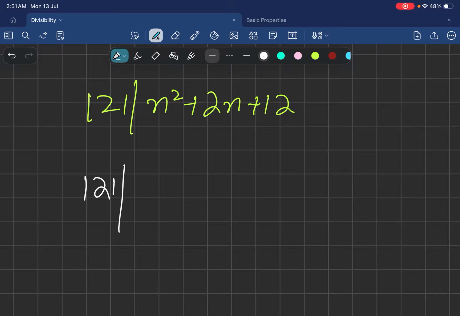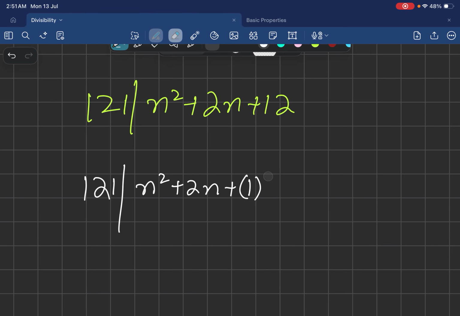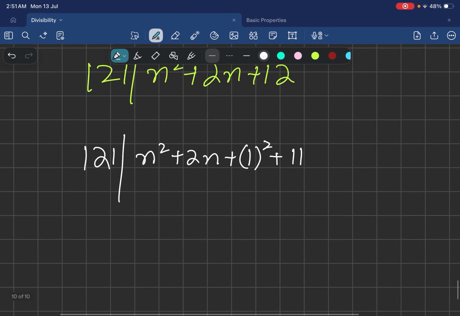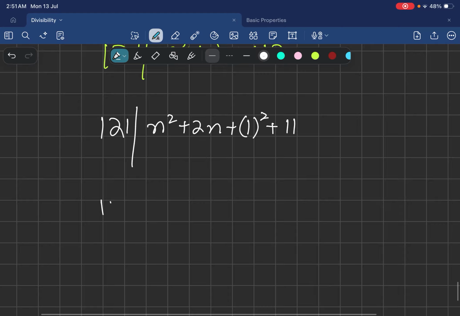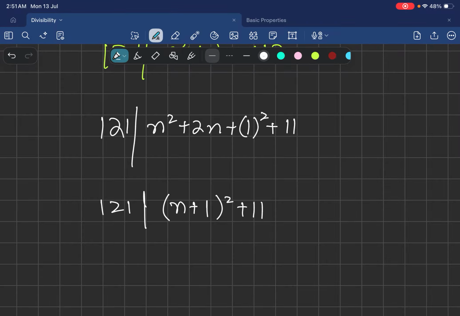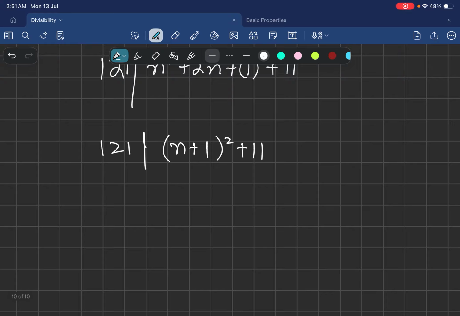I can write it as n square plus 2n plus 1 square plus 12 minus 1, which is plus 11, right? So plus 1 square and plus 11. So this becomes a plus b whole square, n plus 1 whole square plus 11. Okay, so we have got this nice equation.